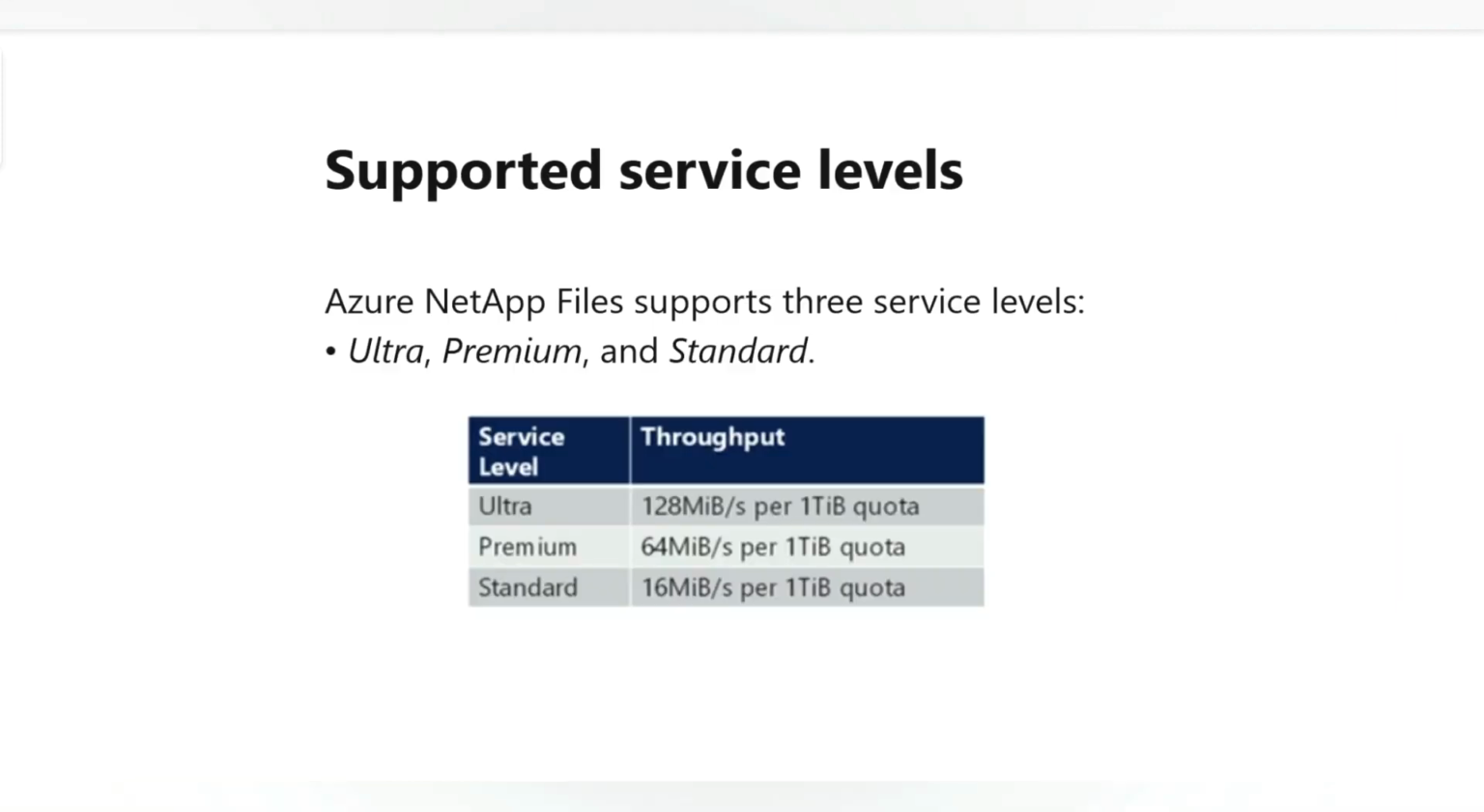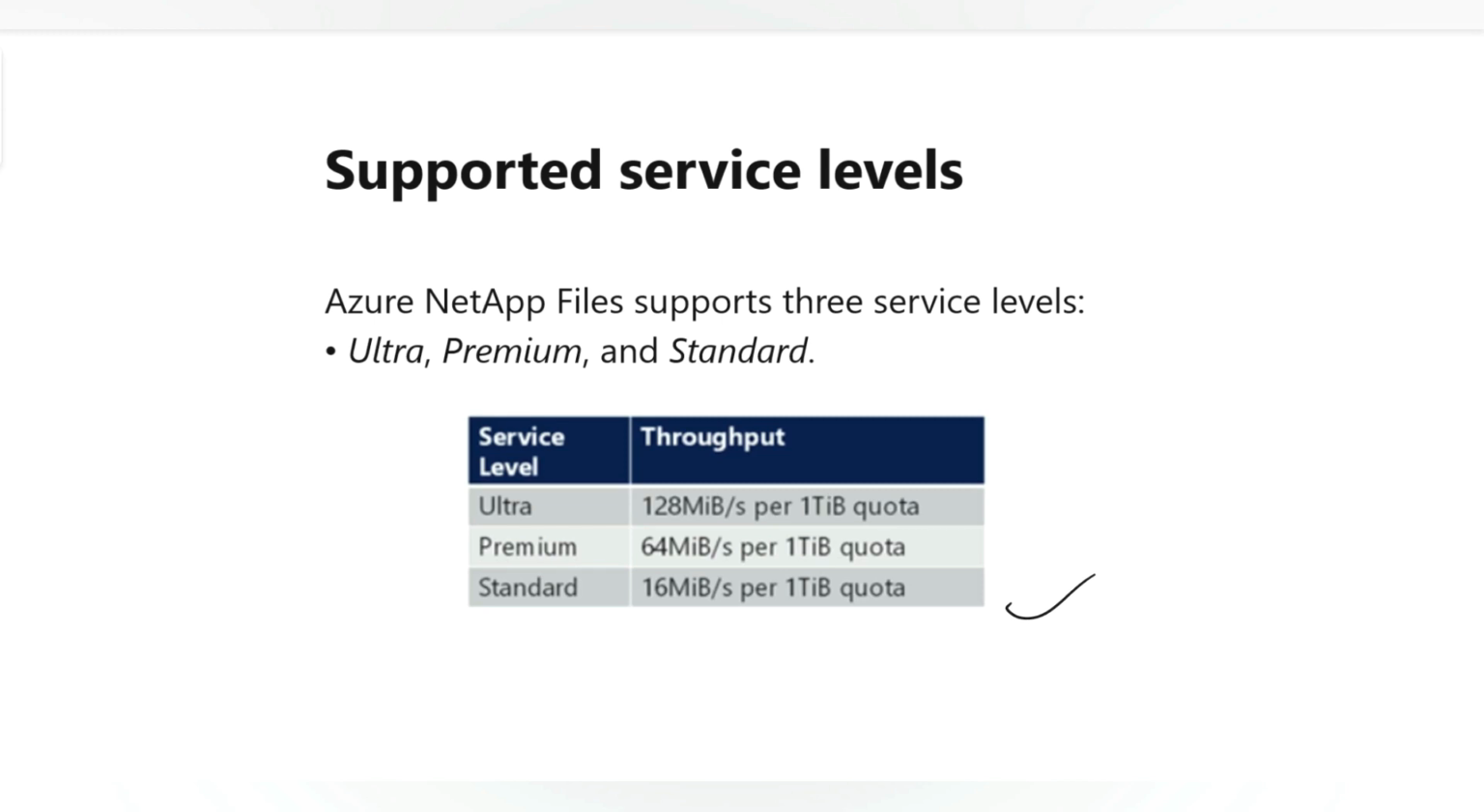Let's discuss the service levels. NetApp supports three service levels: Ultra, Premium, and Standard. This purely depends on your requirement for throughput. Ultra is the highest one, which will give you 128 MiB per second for 1 TB quota. If you go with Premium, it will provide 64 MiB per second. Similarly, Standard will provide you 16 MiB per second per 1 TB quota.